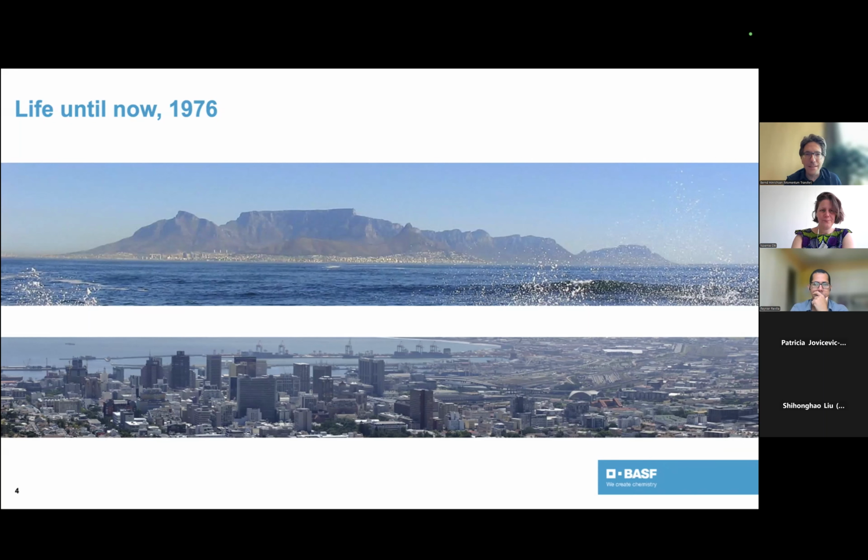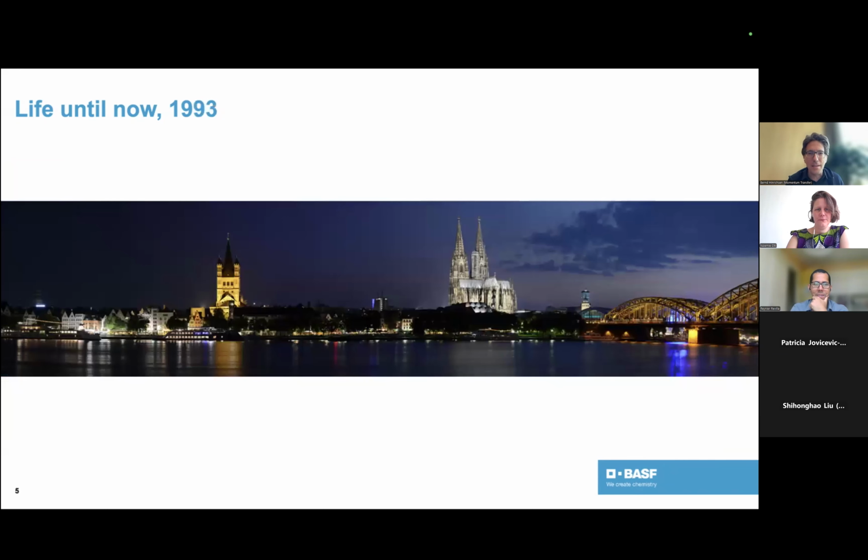But then I finished school there and decided to move to Europe to do my studies. And this is the city that I went to. It's also got a bit of water. It's on the Rhine, and it has something spectacular about it, but that's man-made in this case. It is the cathedral in Cologne.